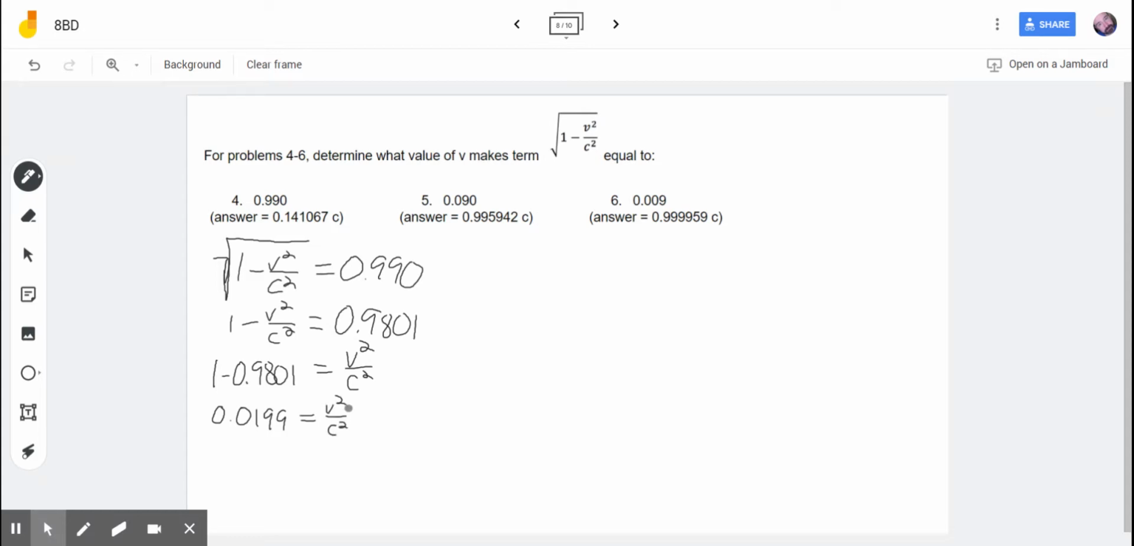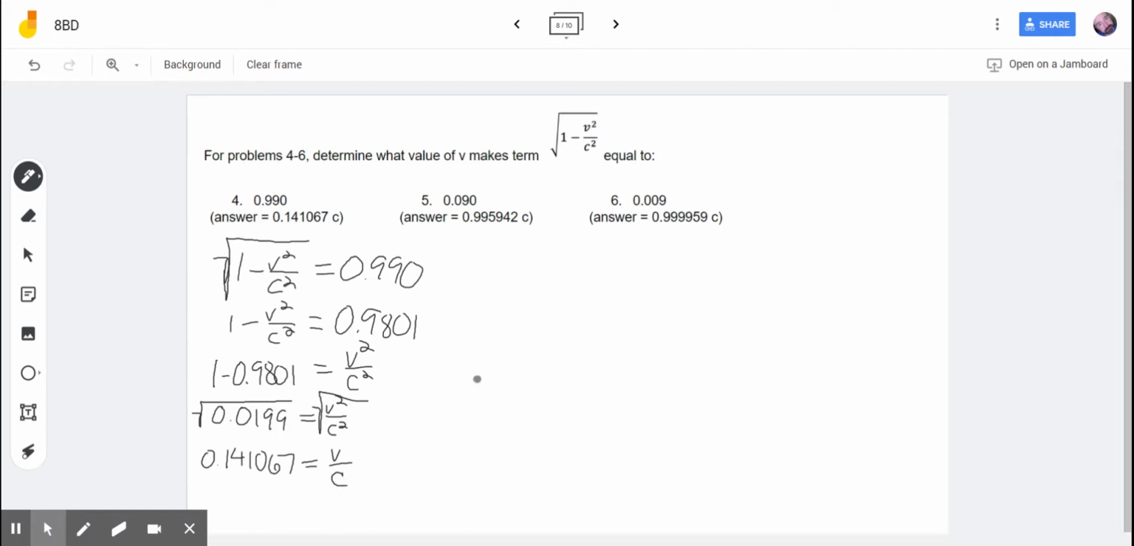But I don't want V squared over C squared. What I want is V. So you could multiply both sides by C squared. It's not going to make a difference if you do that now or if you do that later. But ultimately, at some point, you need to take the square root of both sides. So if you take the square root of both sides, ask your calculator, what's the square root of this number over there on the left? And it's going to tell you 0.141067. And what's the square root of V squared over C squared? It's going to be V over C.